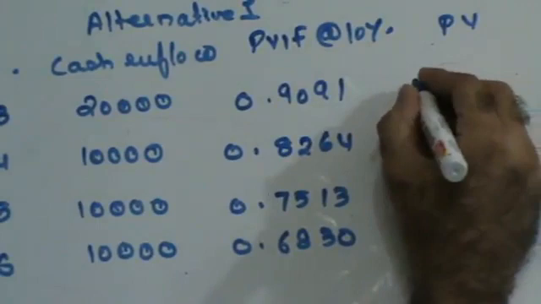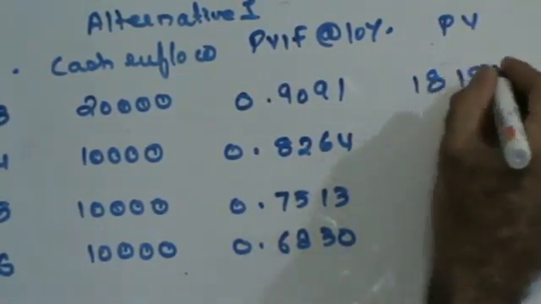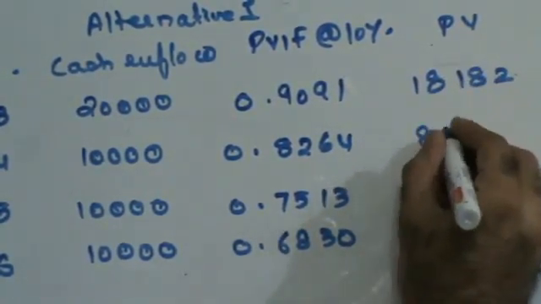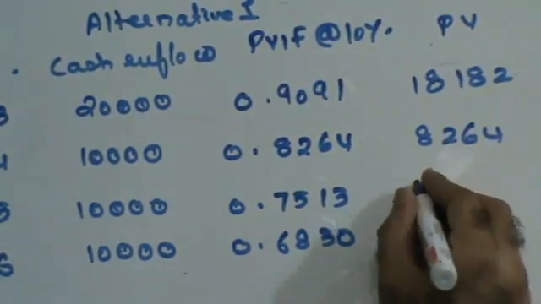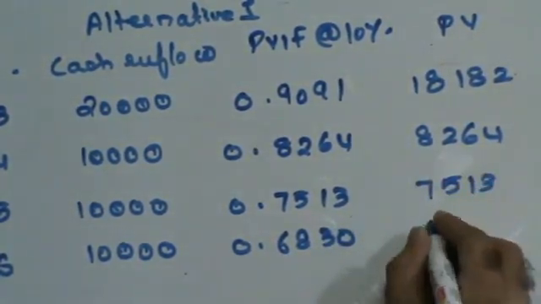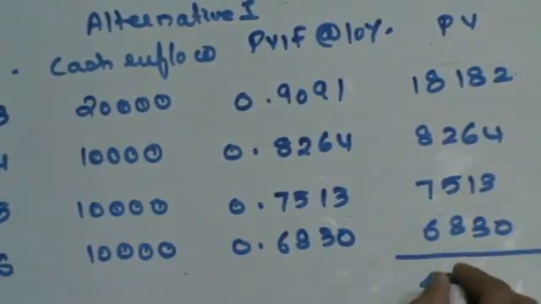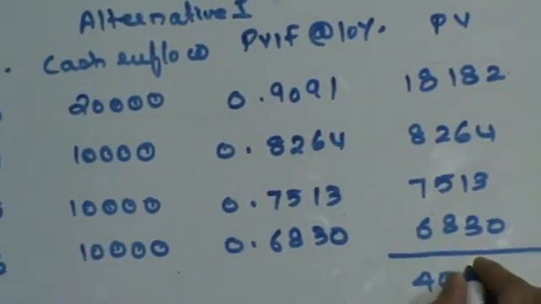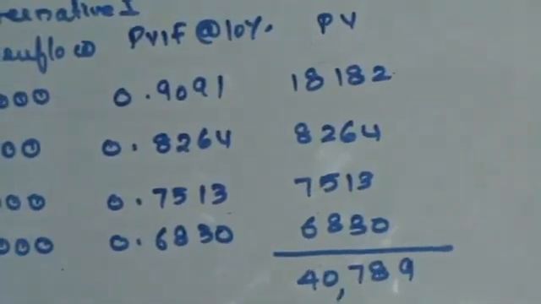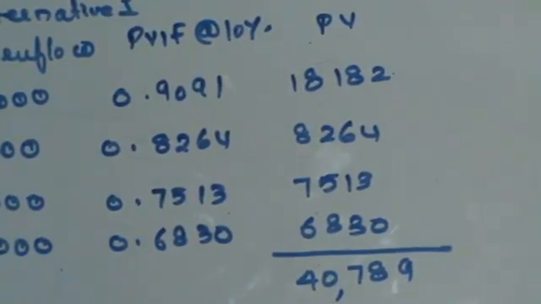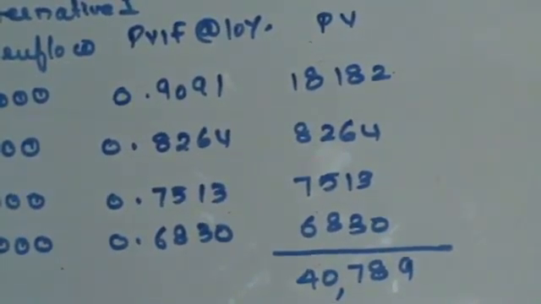Present value is going to be 18,182, 8,264, 7,513, 6,830. When you add this, it comes to 40,789. So the present value of alternative 1 is 40,789.